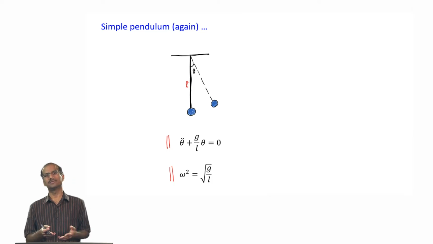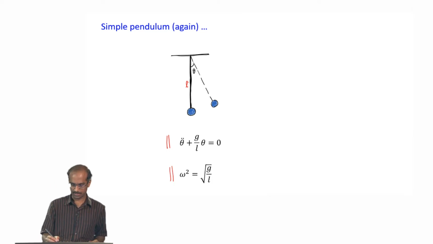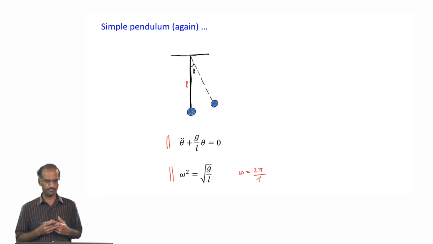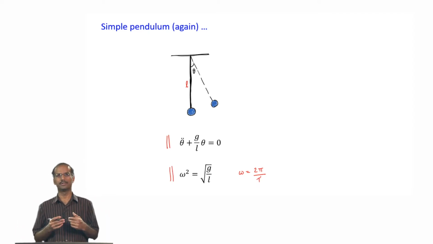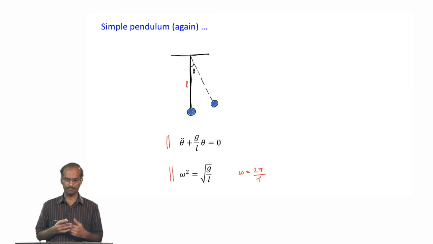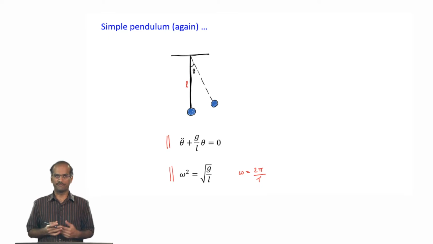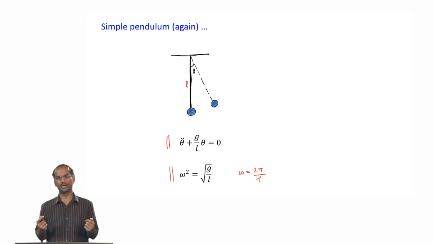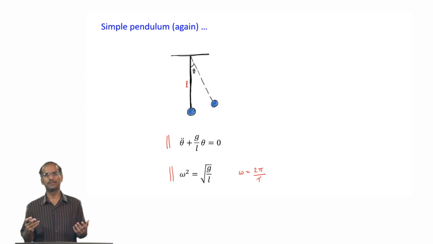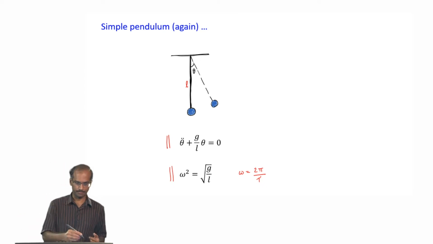And from this, it is straightforward for me to get the time period, because I know that omega is 2 pi by time period. If I substitute, I will get the standard formula for the time period of a simple pendulum. Now, let us go one step further. So, as I said, we are going to couple two oscillators. Now, we can ask the question, what if I couple two pendula?